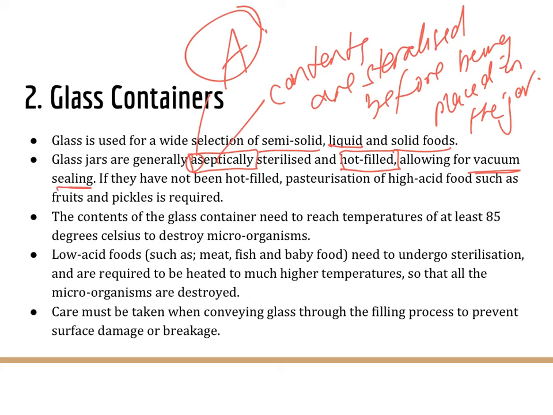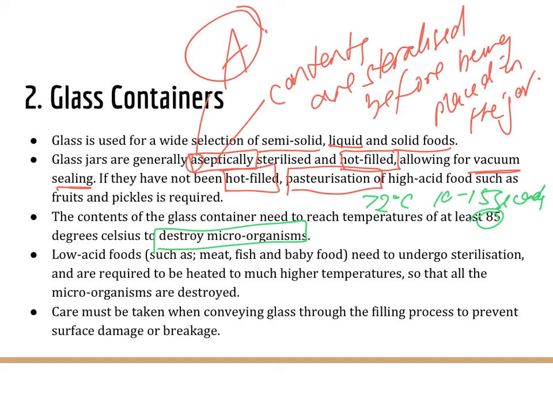Now, if they have not been hot filled and it's more of a conventional bottling process, pasteurization of high acid foods such as fruits and pickles is required. And we know that pasteurization, just to keep us informed, is heating a food product to 72 degrees for 10 to 15 seconds. Now, it's important to also understand that when bottling food products in a glass container, the temperature needs to be at least 85 degrees Celsius, and this does help to destroy microorganisms.